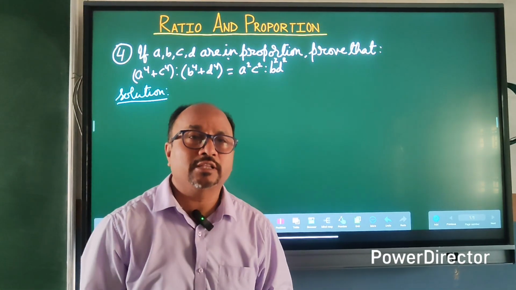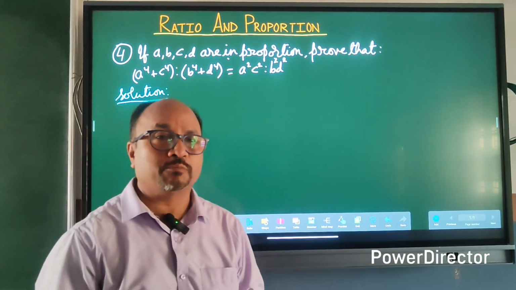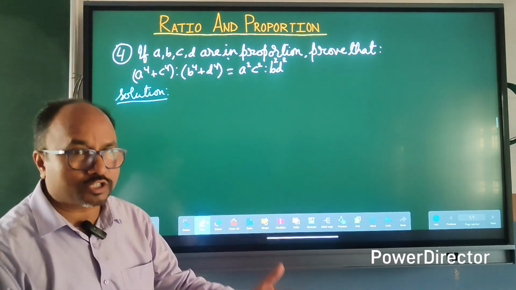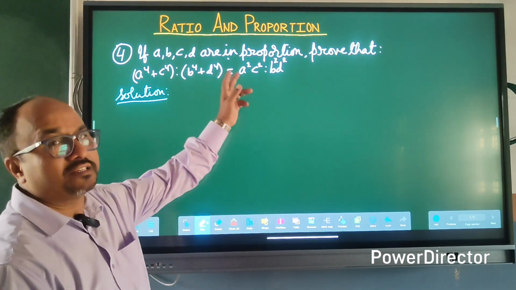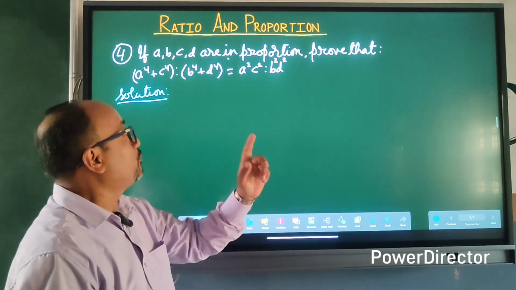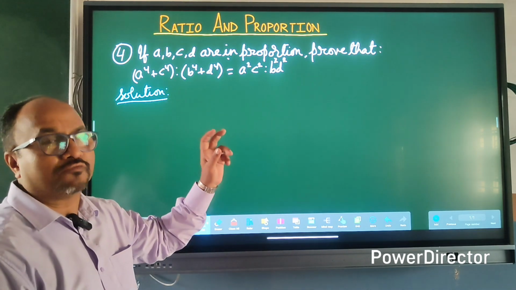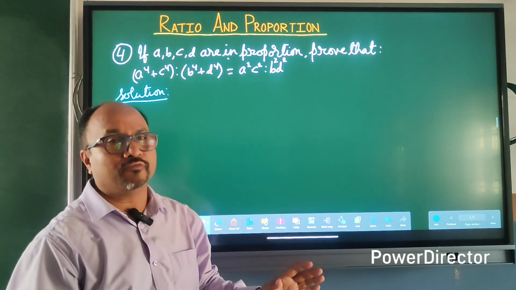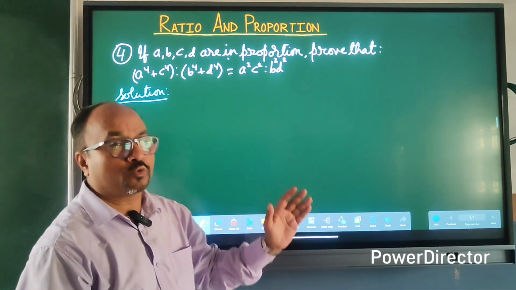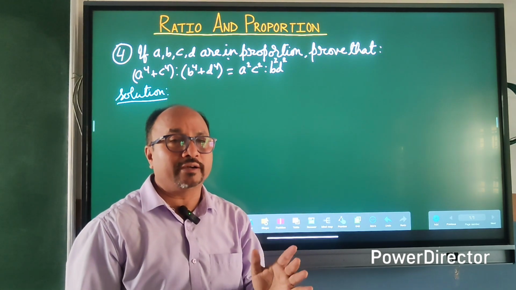So now let us see the solution of another sum which is based on K method. The question is like this. If A, B, C, D are in proportion, prove that A4 plus C4 is to B4 plus D4 is equal to A square, C square is to B square, D square.